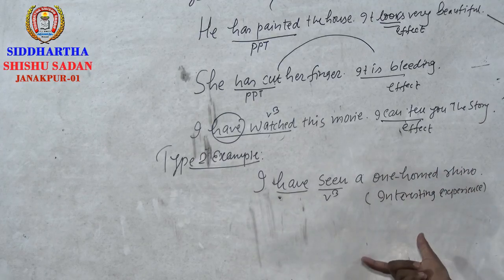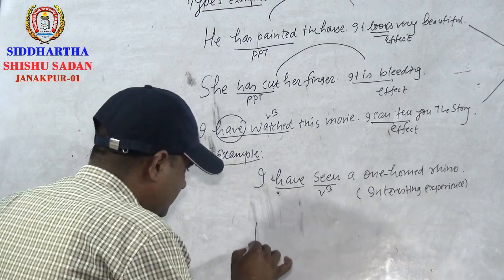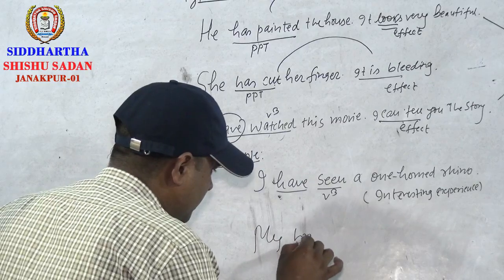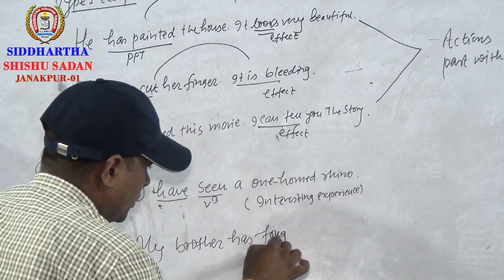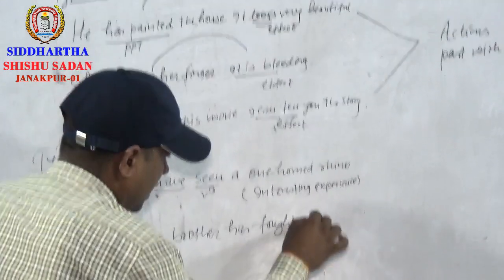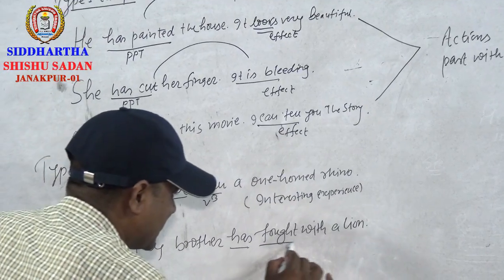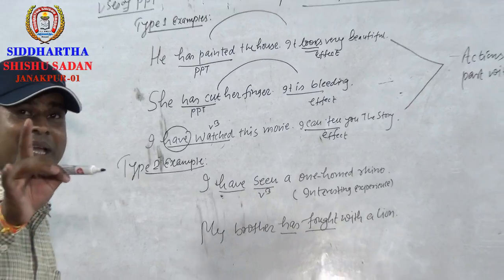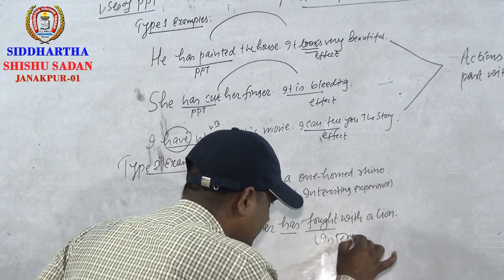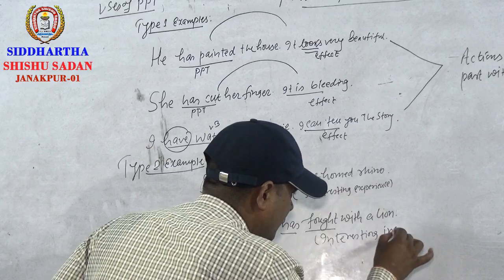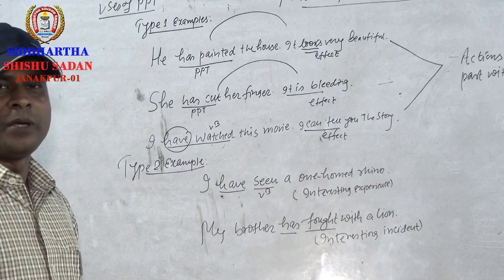You see, this is interesting. It is in your mind. You cannot forget it. Okay. Let's see the next here. My brother has heard with a lion. See here. Which tense is there? Present perfect. Has plus V3. Why? This is because it's an interesting incident, ghatana, which is still fresh in your mind. Effect is in your mind.